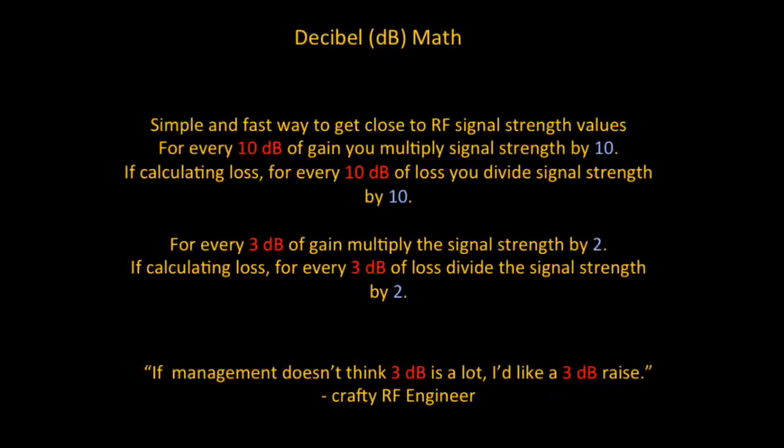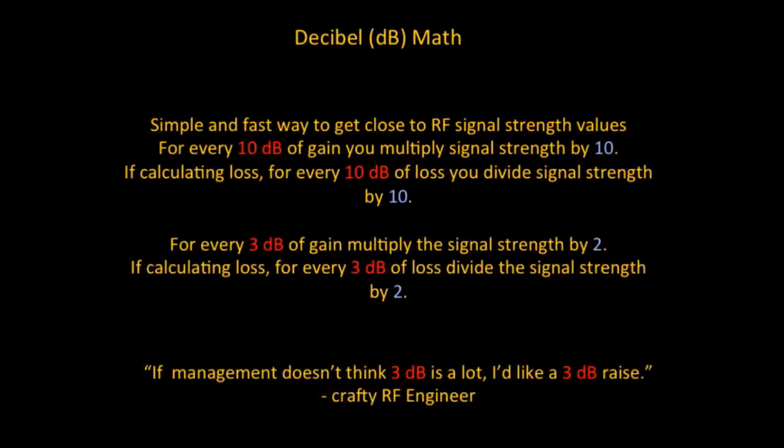There's a couple of quick tricks to do some quick dB math. Basically, every change of 10 dB is 10 times the power. If you add 10 dB, it's 10 times more powerful. If you take away 10 dB, 10 times less energy. Same thing with 3 dB. If you add 3 dB, you double the power. If you take away 3 dB, you halve the power. So you have the rules of 10s and the rules of 3s, if you've ever heard of that.